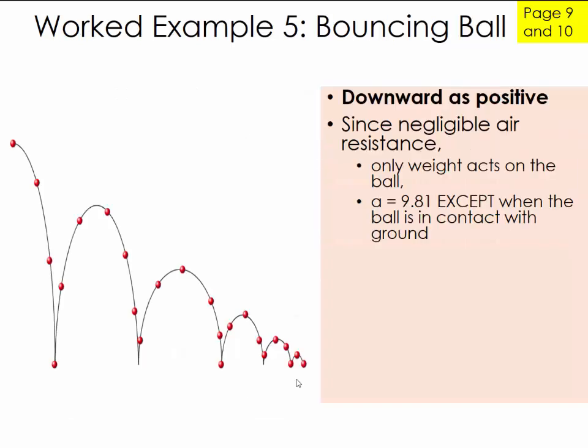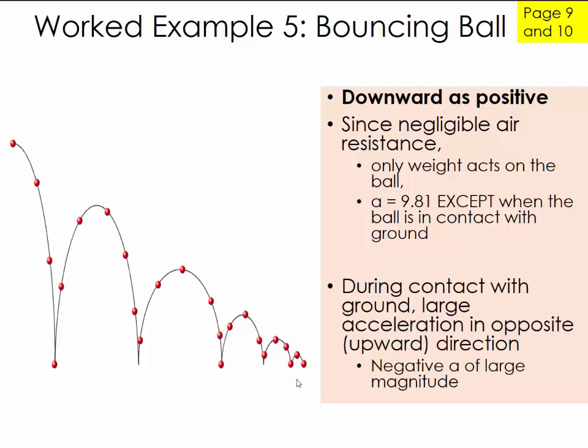Right? So if we look at this, downward is positive, there is negligible air resistance, so only weight acts on the ball, which means acceleration due to gravity is the acceleration, and it will be 9.81 throughout, except when it is in contact with the ball where it's going to bounce. During contact with the ground, there is a large acceleration in the opposite direction, in this case upwards. So a should be negative, very large magnitude, because there is a force upwards, therefore the acceleration is upwards here now.